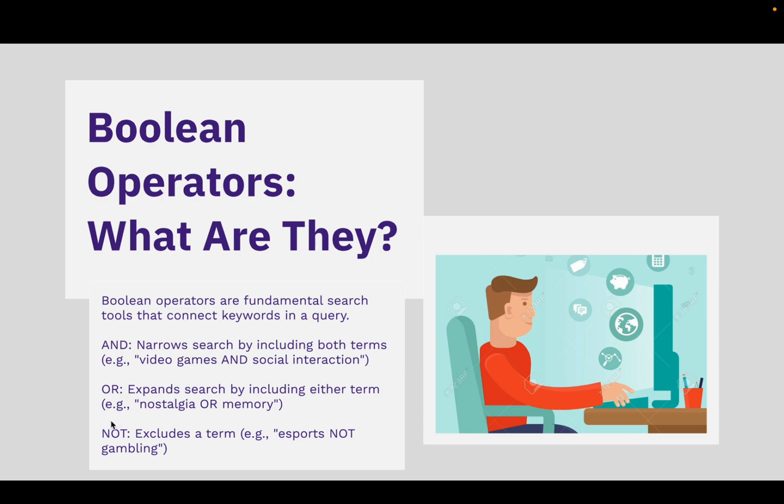And then the word not excludes a term. So if I'm looking at, for example, video games and mental health, not addiction, I don't want to look at sources that talk about addiction. I just want to look at sources that talk about other mental health items. So that will omit any sources that talk about addiction.